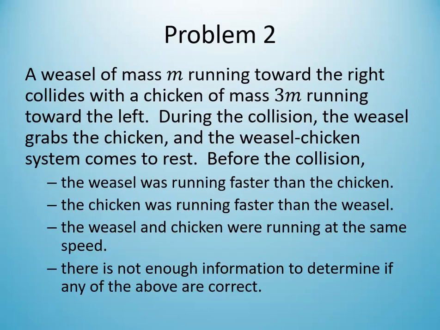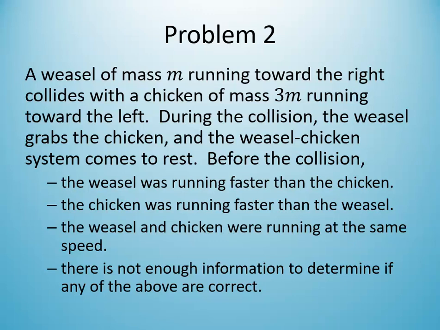So in the next problem, we have another weasel, in this case of a smaller mass, running toward the right and colliding with a chicken of mass 3m that was running toward the left. And during the collision, the weasel grabs the chicken again, and the weasel-chicken system comes to rest. So this time the question is, before the collision, which of the following is true? Was the weasel running faster than the chicken? Was the chicken running faster than the weasel? Were they running at the same speed? Or is there just not enough information to figure out what was going on?